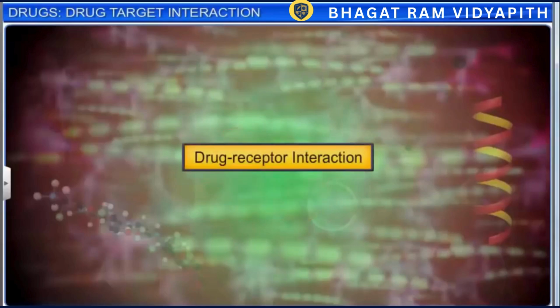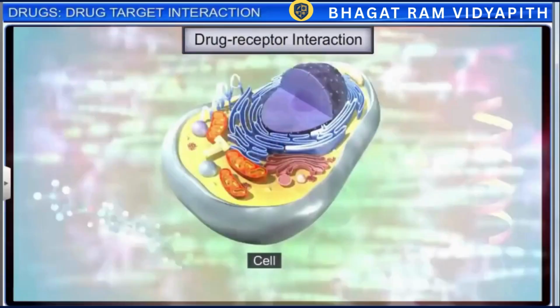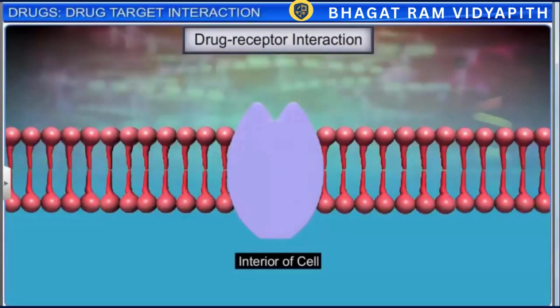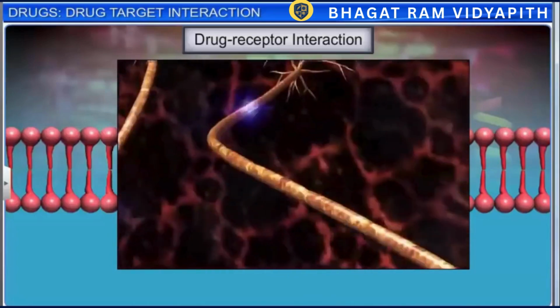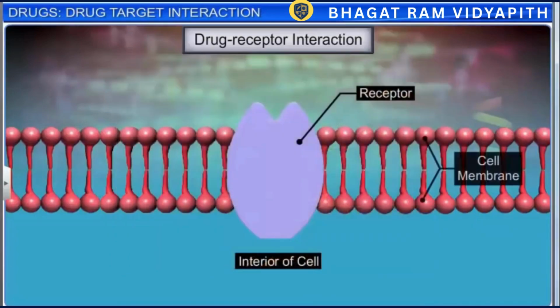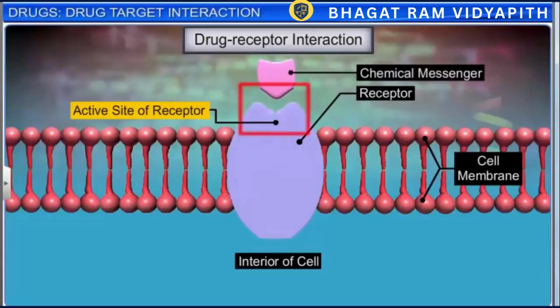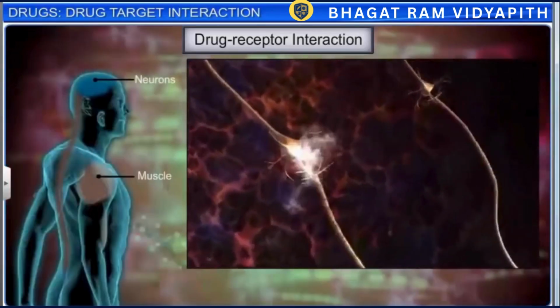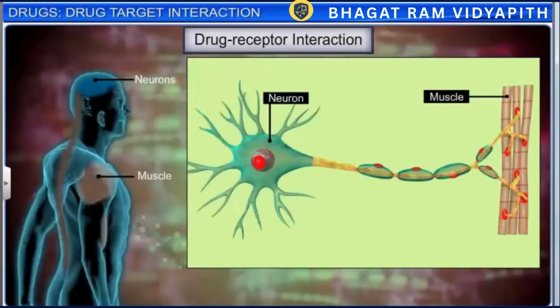Now, let us see the drug-receptor interaction. The tissue constituent with which a drug is supposed to combine to produce a pharmacological effect is called a receptor. Receptors are important to the body's communication process. Most of them are embedded in cell membranes. The active site of a receptor extending out of the membrane receives chemicals known as chemical messengers, which pass messages between two neurons and between neurons and muscles.